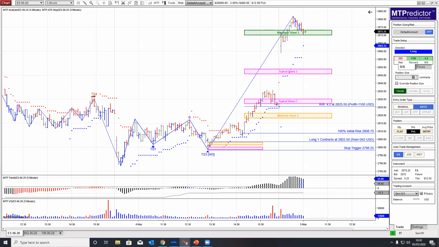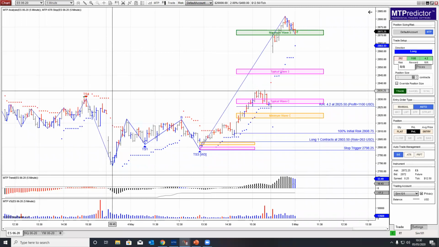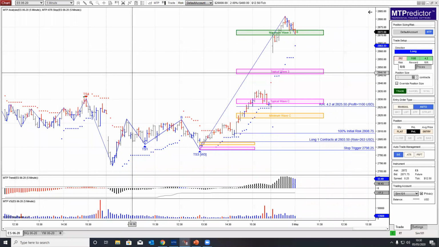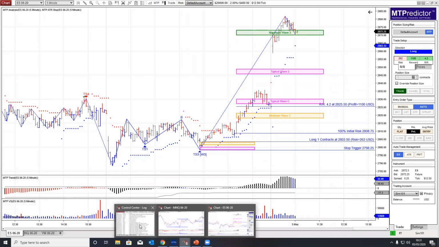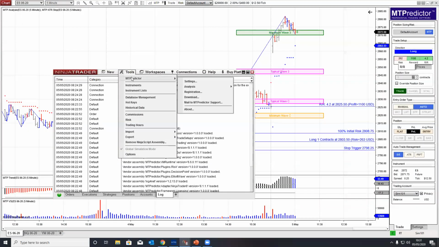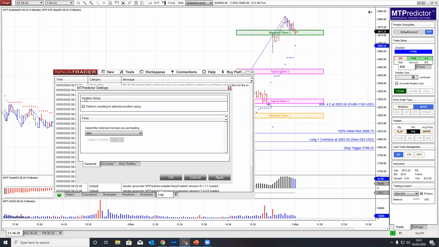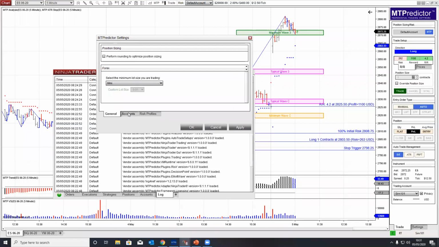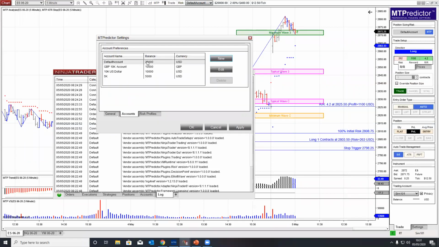Mark, I'm not quite sure what your question is. Position sizing. So this is your position sizing you have here. So when you say your position sizing is not working, I'm not quite sure what you mean. The position sizing, you can change this in NinjaTrader. If you go to Tools, MTPredictor, and then do Settings, here we have accounts. So you can set up different size accounts if you want. Do you see that? There are the different size accounts there. You can set those up and they are then available underneath the drop down at the top. So here I've got a default account, which is 20,000 US dollars.